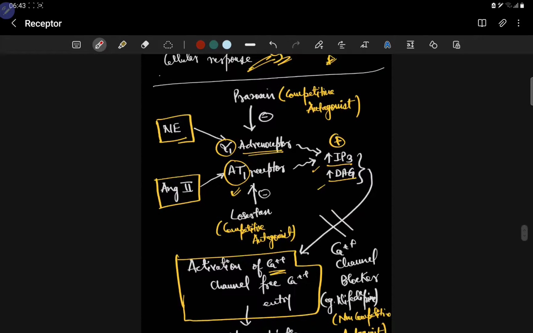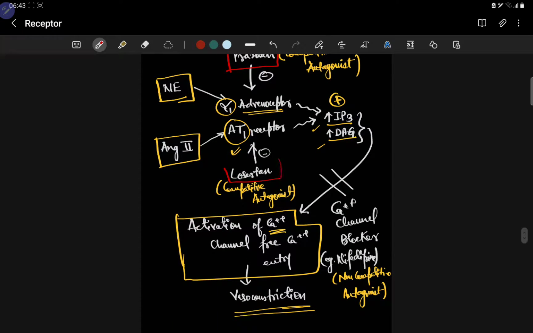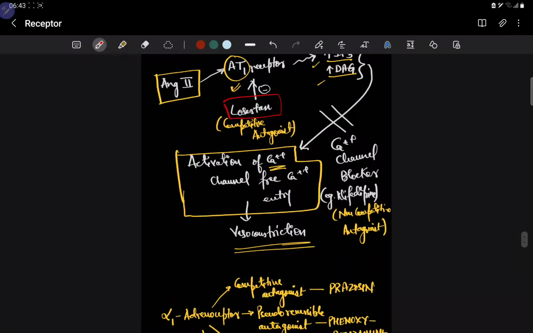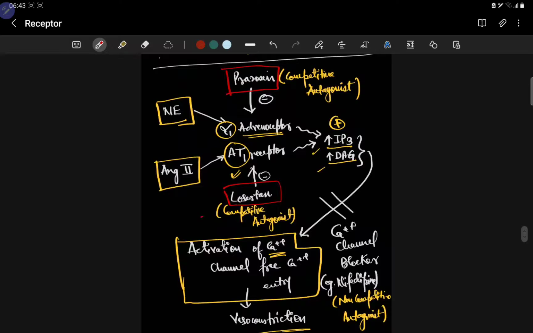ठीक है, लेकिन अल्फा 1 एड्रेनो रिसेप्टर का ब्लॉकर कौन सा है? This is the prazosin. Okay, and AT1 रिसेप्टर का ब्लॉकर कौन है? This is the losartan. This is the losartan. But very important, very important, these two are competitive antagonists.